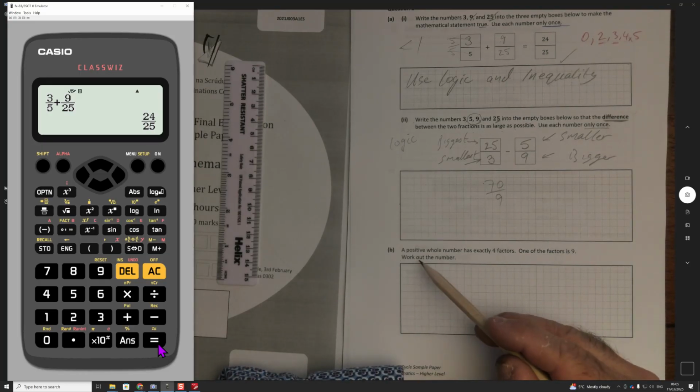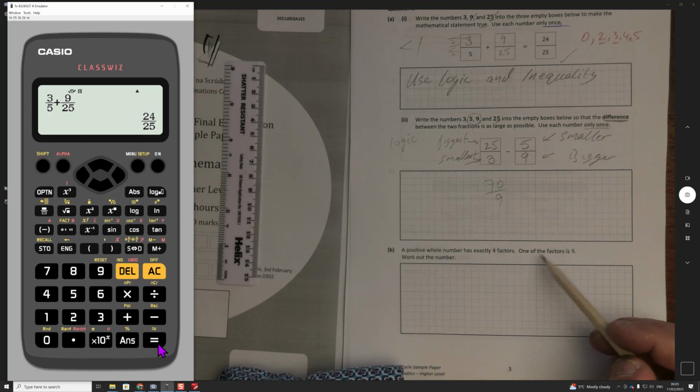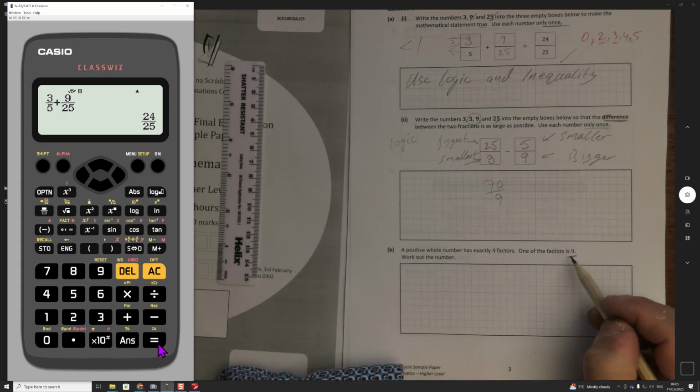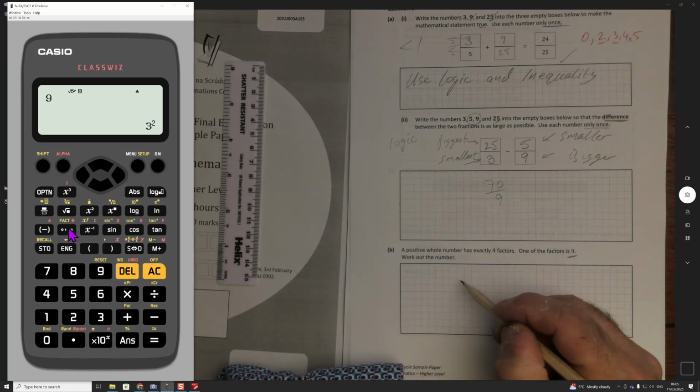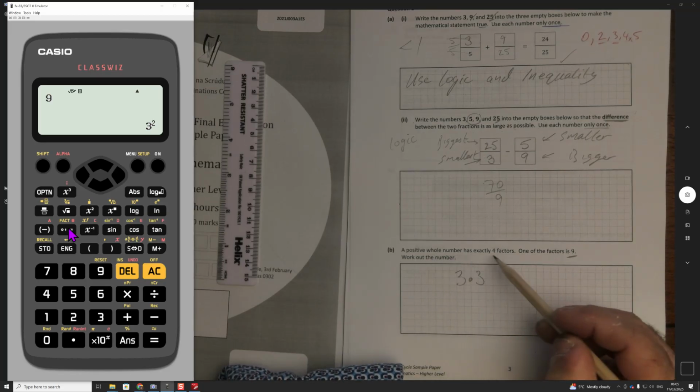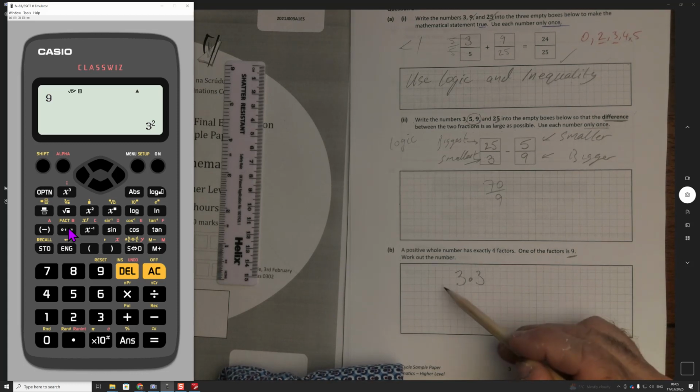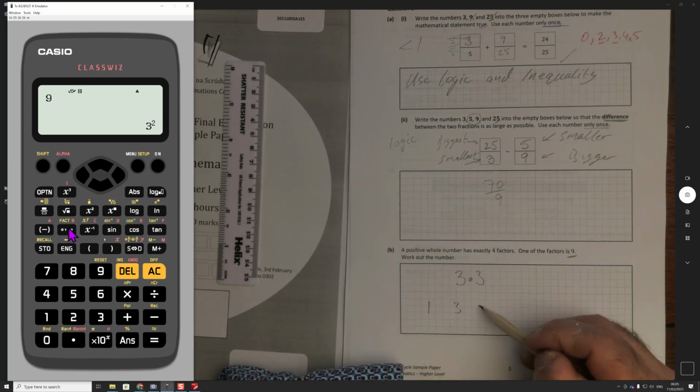So next we have a positive whole number has exactly 4 factors. One of the factors is 9. Work out the number. Okay, now if a factor is 9, its prime factorization, of course, is 3 times 3. So let's say we just start exploring here and say, well, we know the number has to contain this, and it has exactly 4 factors. Now if we just leave it at 9, we're going to end up with 1, 3, and 9 as the factors.